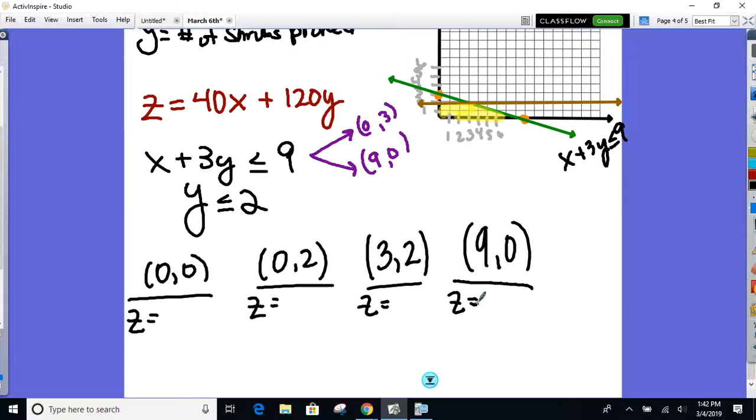When do you ever use this in real life? This is what companies do. Like, I can only make a certain amount of these and charge this. How many of each would it benefit us to make a maximum profit? 0, 0, that's no, you're not going to get any money for not working.